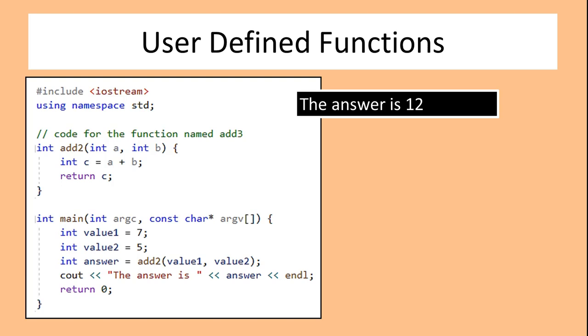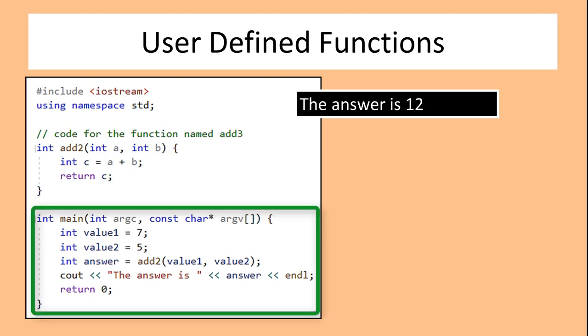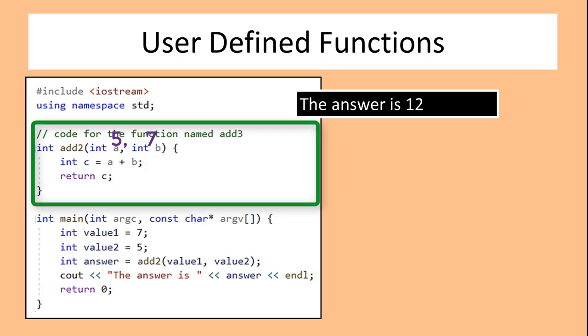C and C++ allow a programmer to define their own functions. A user-defined function groups code to perform a specific task, and that group of code is given a name followed by an open parenthesis. When a program begins running, the system calls the main function and starts executing code from main. When control of the program reaches add2(value1, value2), the program passes the 7 and the 5 to the add2 function. Code in main is paused, and the add2 function starts execution.